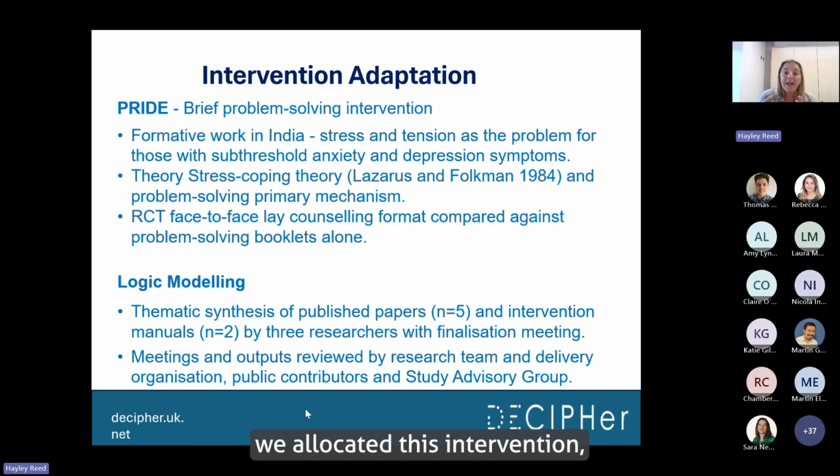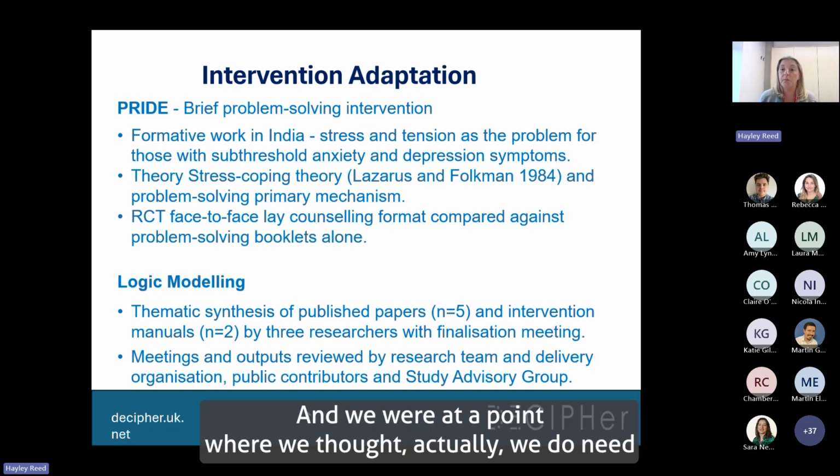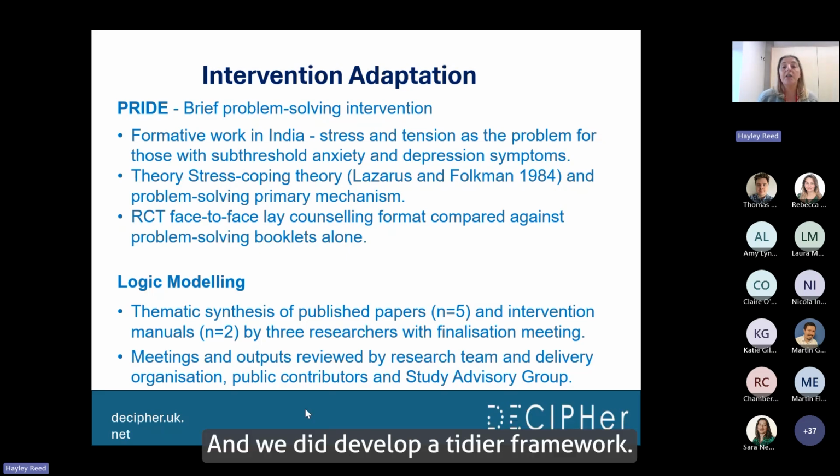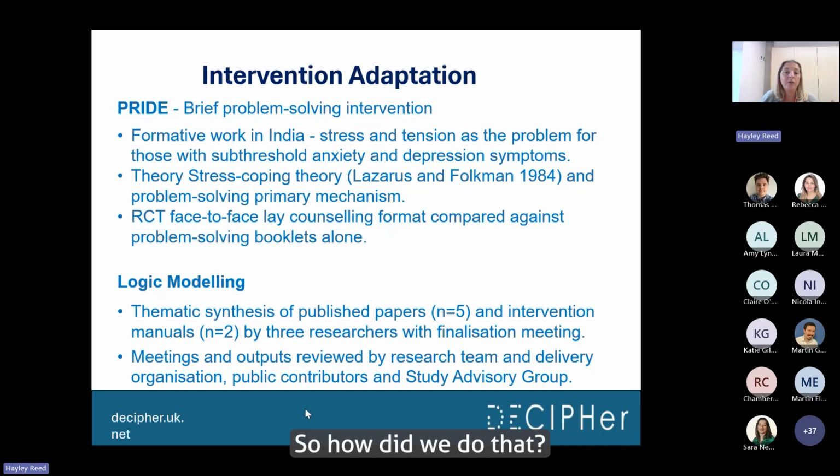So we had this intervention, and the whole point of talking about it here is the fact that whilst we allocated this intervention, there was no logic model. The original intervention team had not produced a logic model about it, and we were at a point where we thought, actually, we do need a logic model. And we did develop a tidier framework, so a description of the intervention, but alongside that, we did the logic model. So how did we do that?